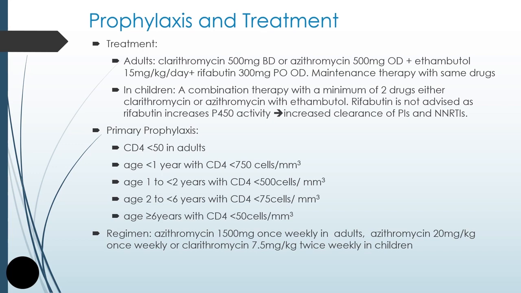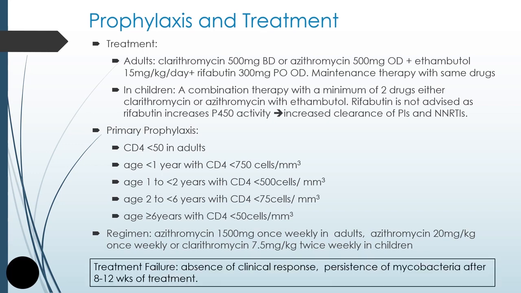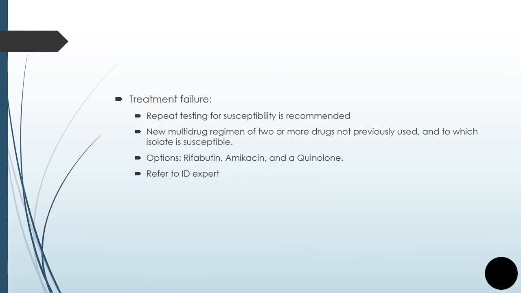Cases of treatment failure have been reported, and treatment failure is indicated by the absence of clinical response and persistence of mycobacteria after 8 to 12 weeks of starting treatment. In case of treatment failure, repeat testing for susceptibility is recommended. The new drug regimen should contain two or more drugs which were not previously used and to which the isolate is susceptible, and the options which could be considered include rifabutin, amikacin, and quinolone. However, the treatment is difficult and the patient should be referred to an infectious disease expert for the management of treatment failure.